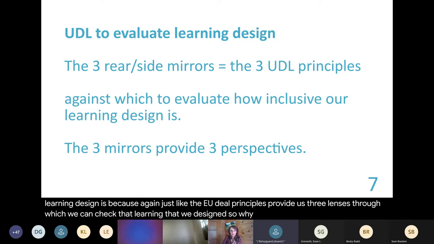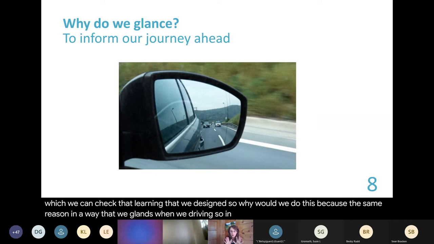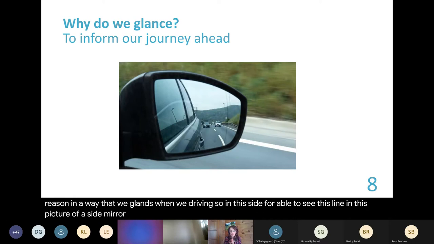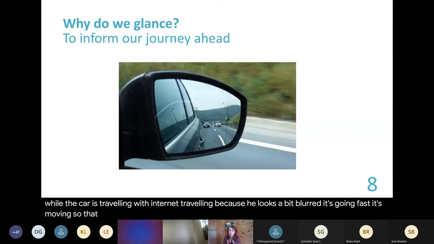So why would we do this? Because the same reason, in a way, that we glance when we're driving. So in this slide, for those who are not able to see the slide, there is a picture of a side mirror, which shows the traffic, the scene, the cars behind, the road behind, while the car is traveling. We can see that it's traveling because it looks a bit blurred. It's going fast. It's moving.